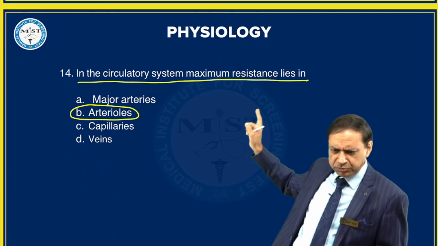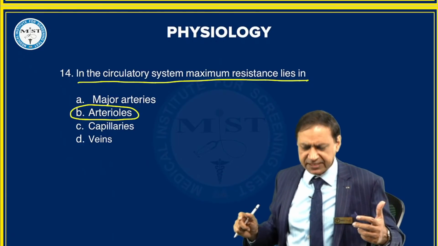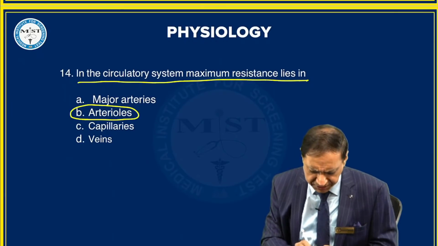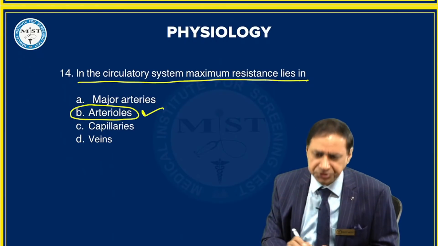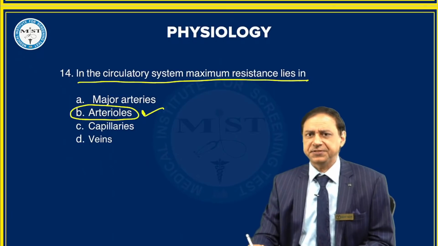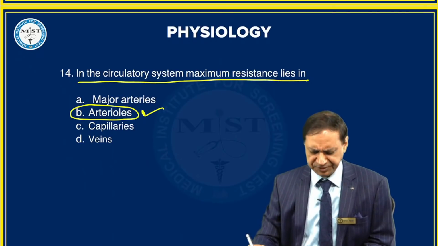Come to this question. Where do we have the maximum resistance? The maximum resistance lies in arterioles. Arterioles are the site of resistance.